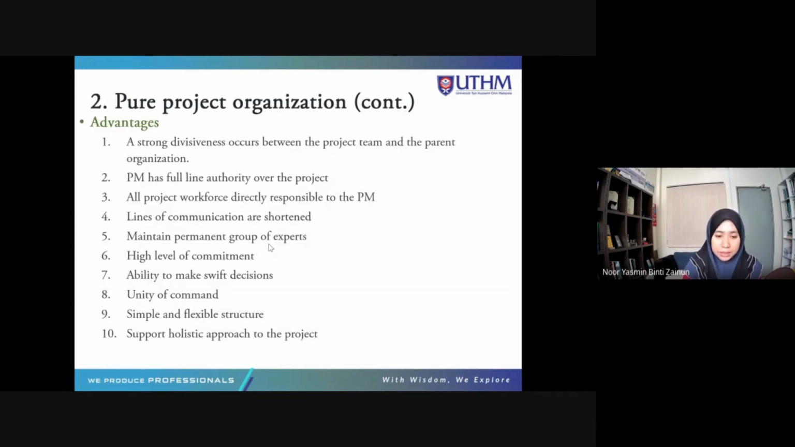So the advantages: a strong divisiveness occurs between the project team and the parent organisation. Because if our project succeeds, we look good, and we directly tell the boss how far ahead we are compared to the plan. And the project manager has full line authority over the project. They really control the project. All project workforce is directly responsible to the project manager. Lines of communication are shortened. A permanent group of experts is maintained. High level of commitment, ability to make swift decisions, unity of command, simple and flexible structure, and support for a holistic approach to the project.